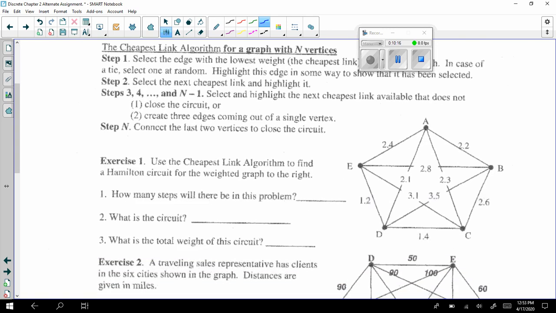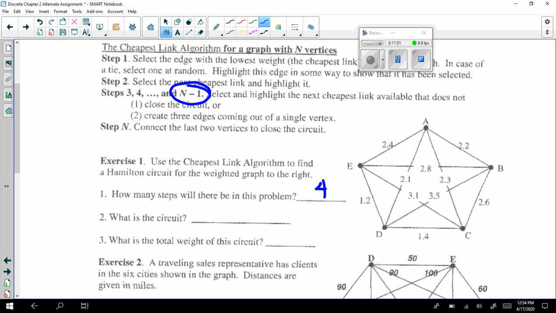So what you're going to do is first select the edge with the lowest weight, and then you're going to choose the next one and then the next one. But remember, you can't have a vertex with more than two paths coming out of it. And you cannot create three edges, and you cannot close the circuit. So you're going to have to keep doing that. There's going to be a total of, let's see, we have five vertices, we're going to have 4 steps in this problem. It's always the number of steps, number of vertices minus 1.